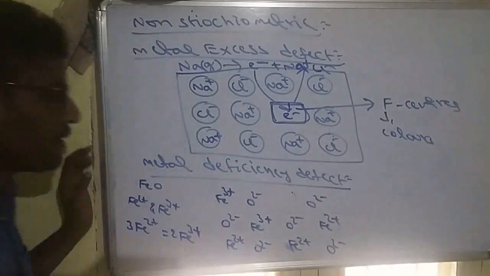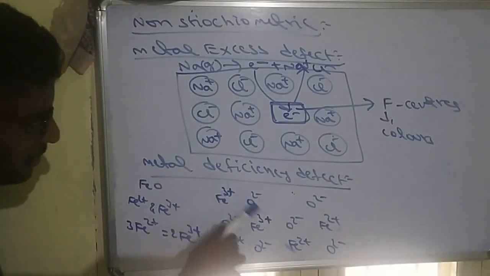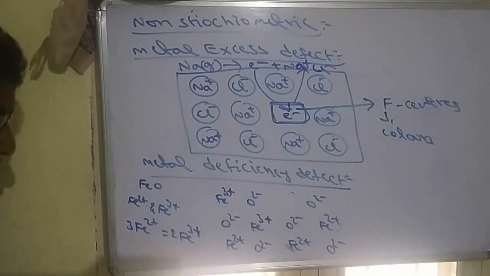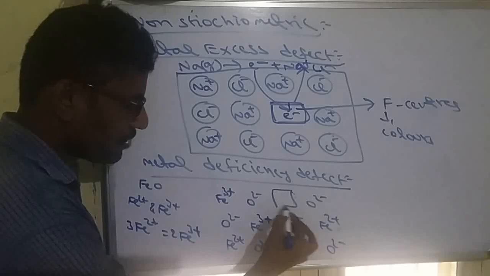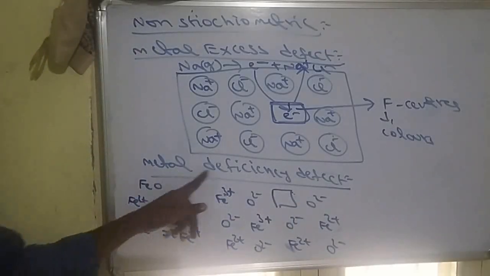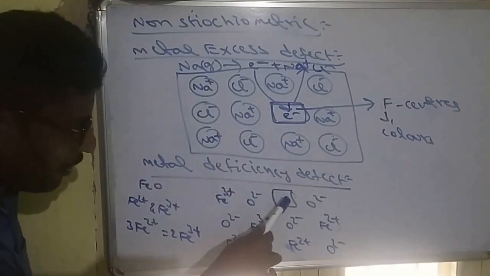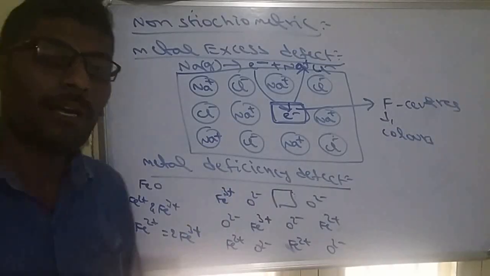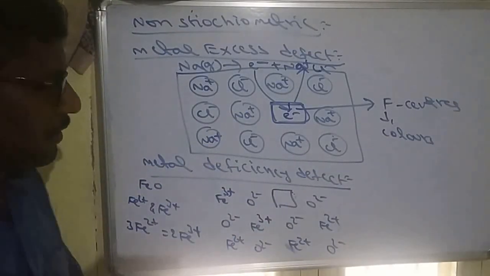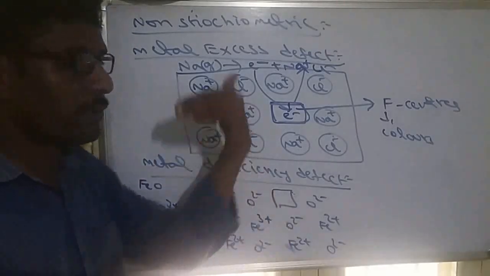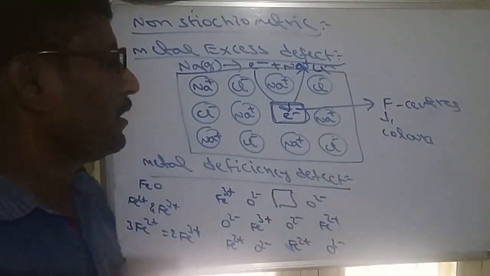So one Fe2+ will be lost. Here the charge is equal, 3 plus is 6. So 3 irons removed, 2 irons came, so 1 vacancy is there. Such defects are called metal deficiency. The amount of metal is less, that is metal deficiency. There are a number of examples, but what is metal deficiency and what are metal excess defects is important.